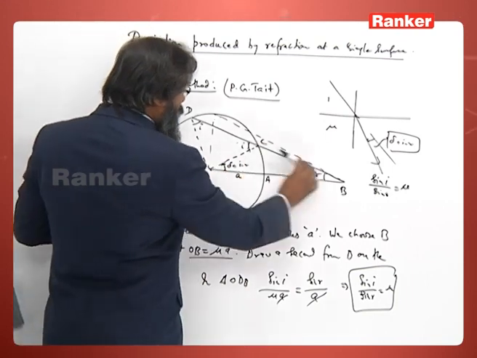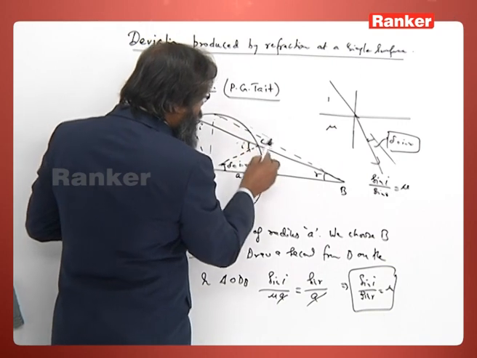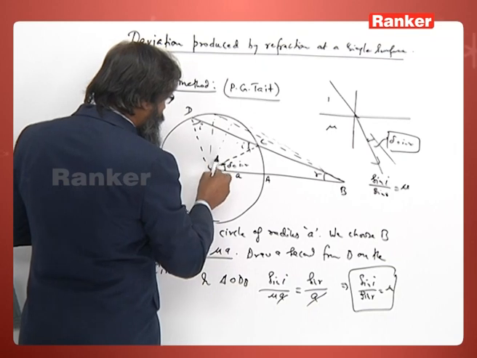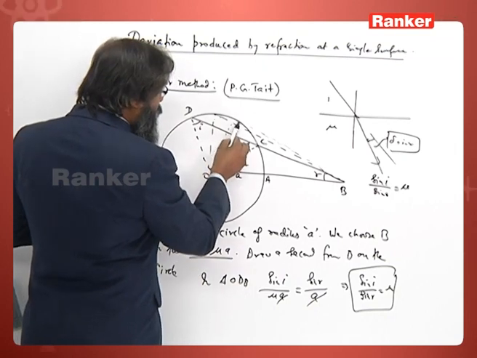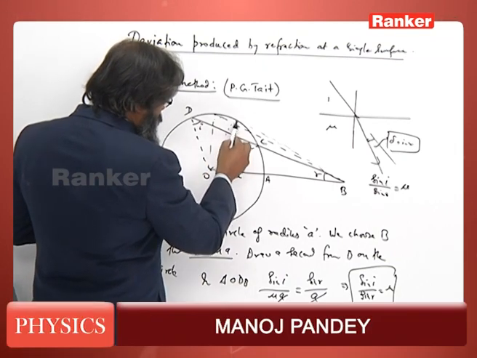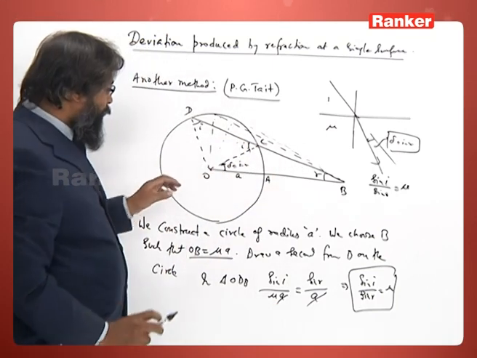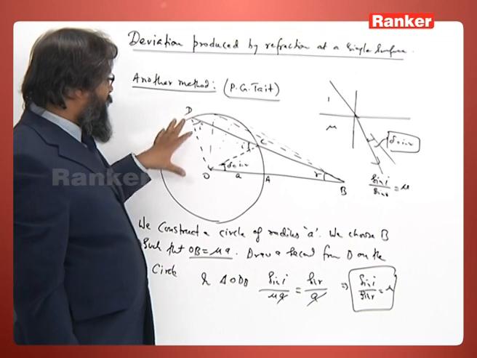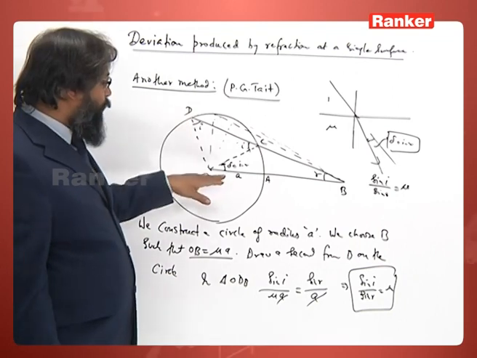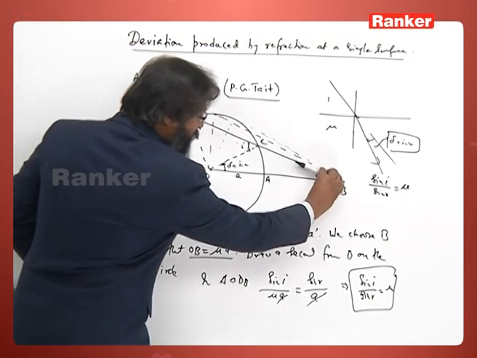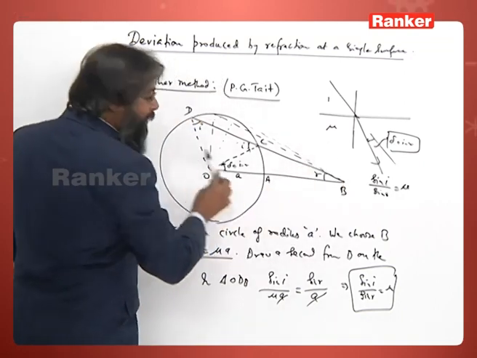Deviation will be maximum when R has increased to this value, when the line is a tangent. So thus, by this geometrical method we have proved how deviation increases with R. So you see this R increases, so this angle has to increase.